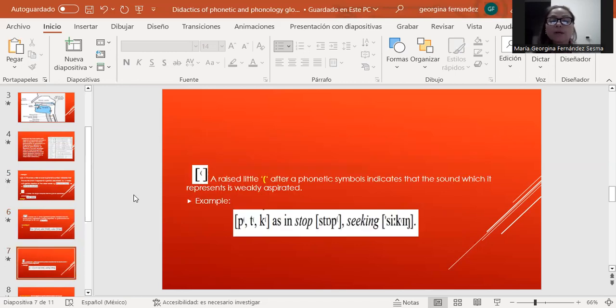A raised little parenthesis after a phonetic symbol indicates that the sound which it represents is weakly aspirated. Example: p, t, k, as in stop, seeking.